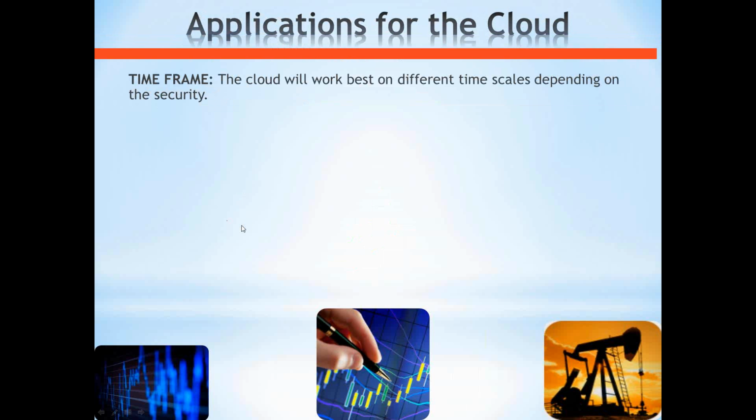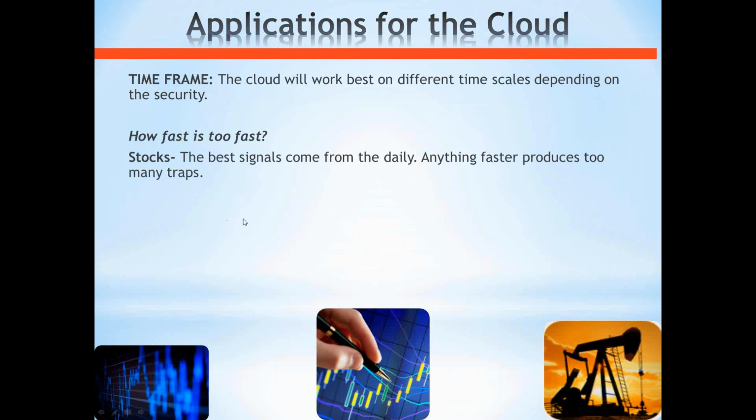Does it trend well on the 1 minute bar, the 2 minute, the 5 minute, the 30 minute, the 4 hour, the daily, the weekly, the monthly? How long does it take for trend to develop and show itself? Because I need to focus on that time frame. How fast is too fast? For equities, what do you guys think makes sense? The best signals typically come from the daily bar. Something faster than that produces too many traps. But we can think about different markets and find exceptions to that rule, obviously, right?